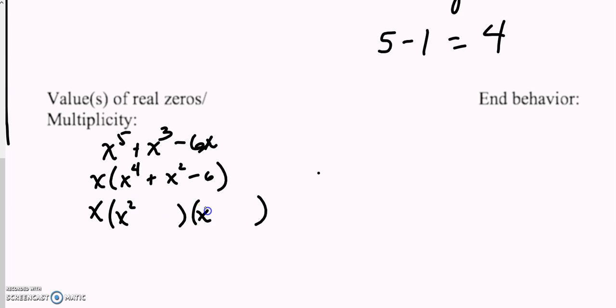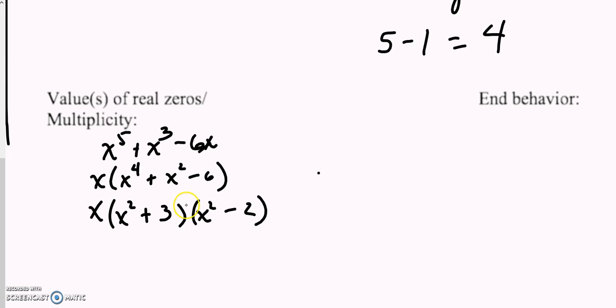I'll put an x squared here for an x to the 4th. And I need a positive 3 and a negative 6. I'm sorry, I said a negative 6. I need factors of 6 that are going to add up to a positive 1, and we'll multiply together again to get negative 6. And I believe plus 3 and minus 2 will get that job done. Please check this on your own to make sure that when you multiply it back out, you do get the original function.